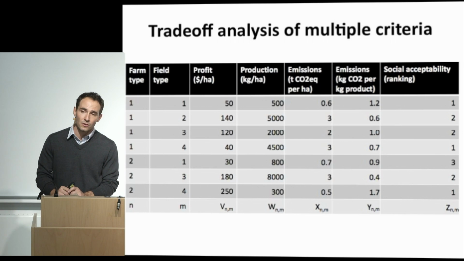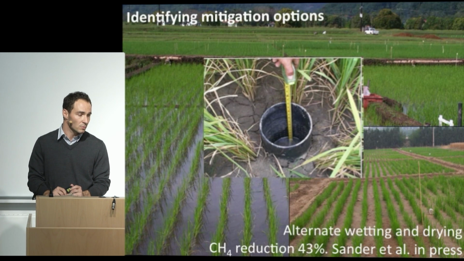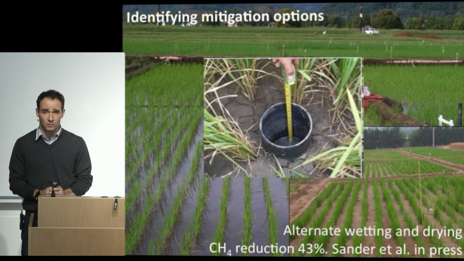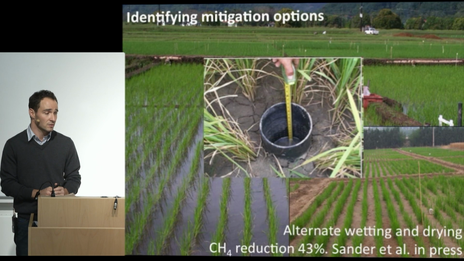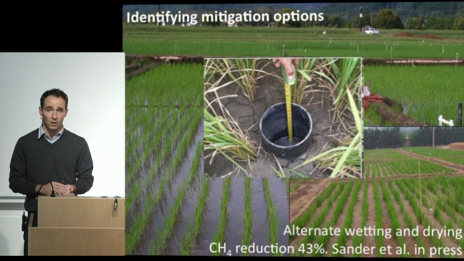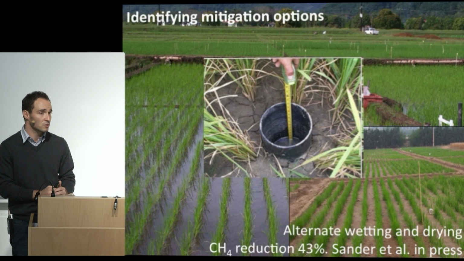So as I said, we also are quite interested in identifying mitigation options. I'll give you one example from our work in the Philippines and colleagues' work in the Philippines. They're investigating the practice of alternate wetting and drying, so water management in paddy rice fields to reduce methane emissions. This is a method where you essentially manage the water in the rice field to be within 15 centimeters of the soil surface.